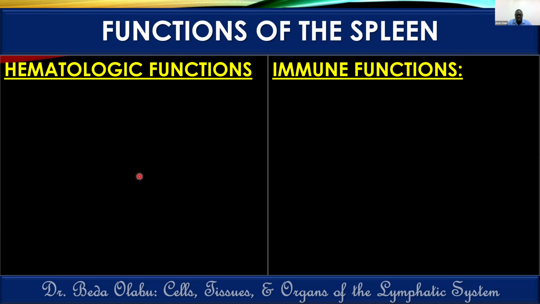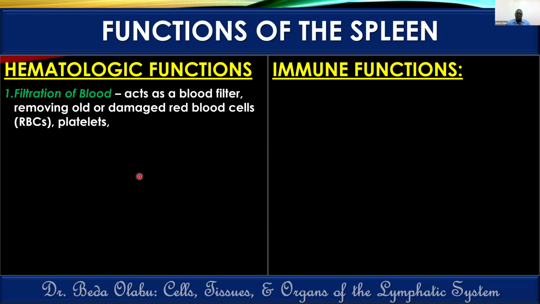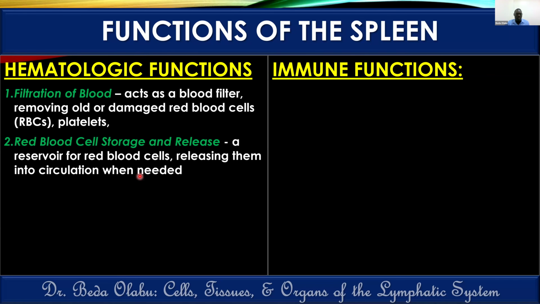But what are the key functions of the spleen? The spleen is viewed to have both hematologic as well as immune functions. In terms of hematologic functions, the spleen is important in filtration of blood. It acts as a filter by removing old red blood cells. We know, or maybe we don't know, that red blood cells stay for about 90 to 120 days, then they are destroyed and removed from the body. So the spleen is important in doing that.